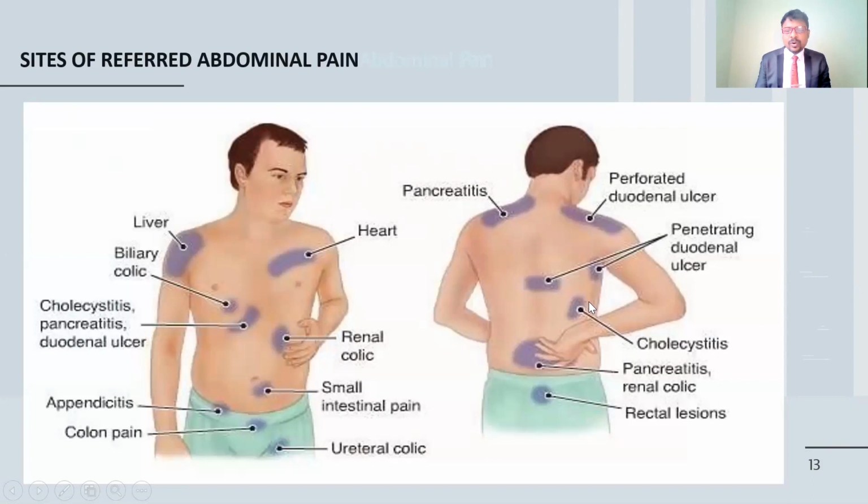Or maybe in case of cholecystitis, or maybe renal rectal lesions, or maybe because of appendicitis, they may get pain in the umbilical region. So depending upon the involvement of the organ or the structures, the pain or irritation will be felt at a different place from the site of the injury. That is called referred pain.